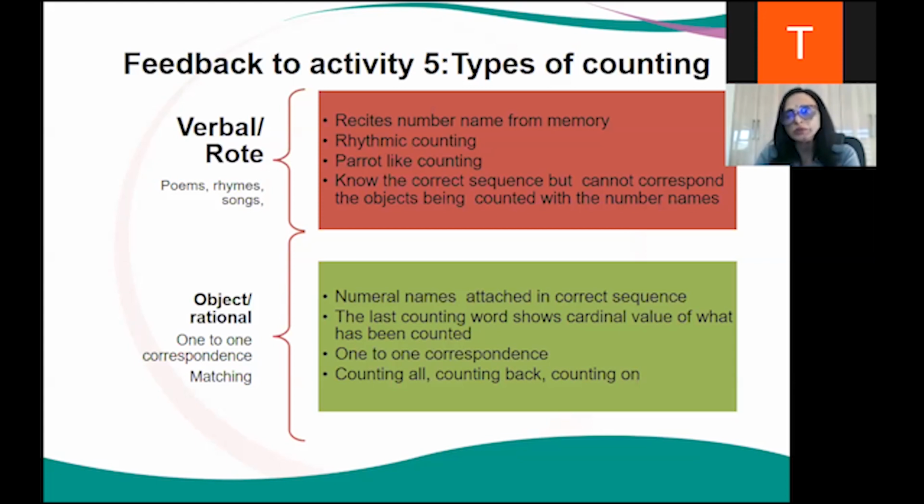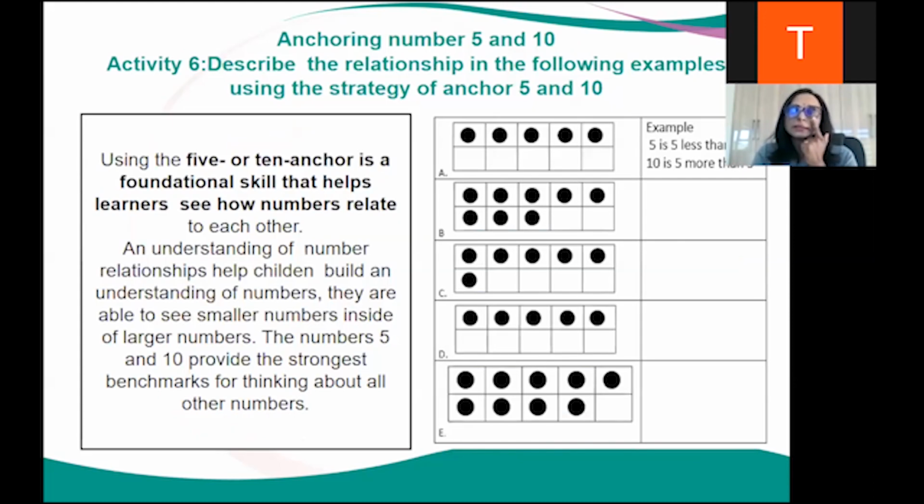And the child knows that the last counted word shows the cardinal value of what has been counted. The child is able to do one-to-one correspondence, is able to match, is able to count all, count on, and count backwards. Okay. Next, we will focus on anchoring number 5 and number 10.